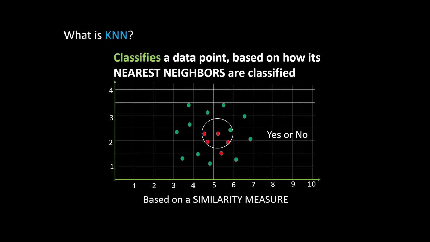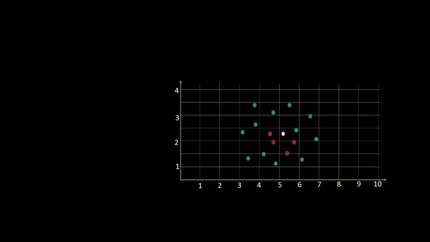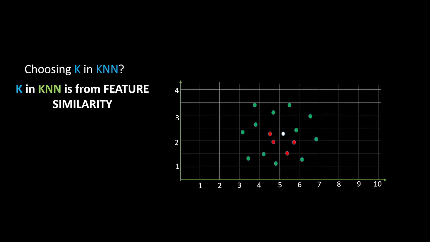And with this yes or no, we can expand this and say, well, based on a similarity measure. So what's the similarity measure? Let's go and have a look at this. I've got my graph here. And how do I know which K I should be choosing? K in KNN is from feature similarity, similar features to the one that I'm trying to examine. And you can see here in the middle, I've got the white dot. That's my unknown that I'm trying to predict.